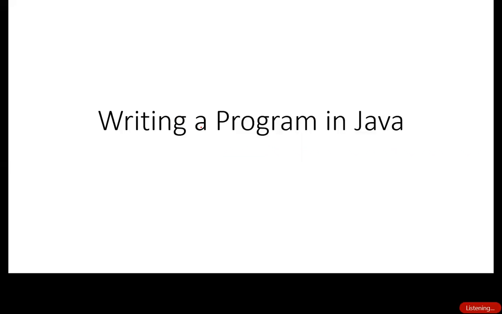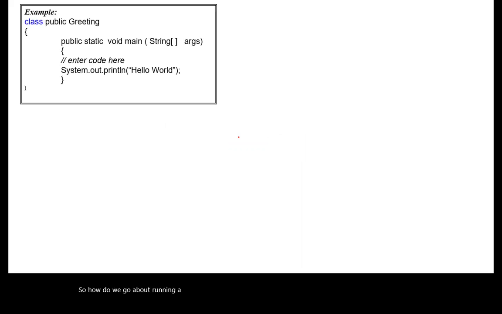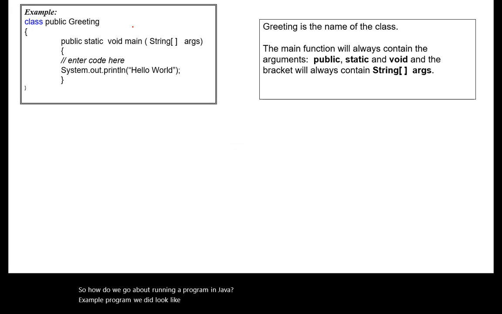So how do we go about writing a program in Java? The example program we did looked like this one. Greeting is the name of your class. So you're always going to start your class with class, public, and some name. You'll see a starting bracket and a closing bracket. Then we have public static void main open bracket string arguments, and that always appears as well.